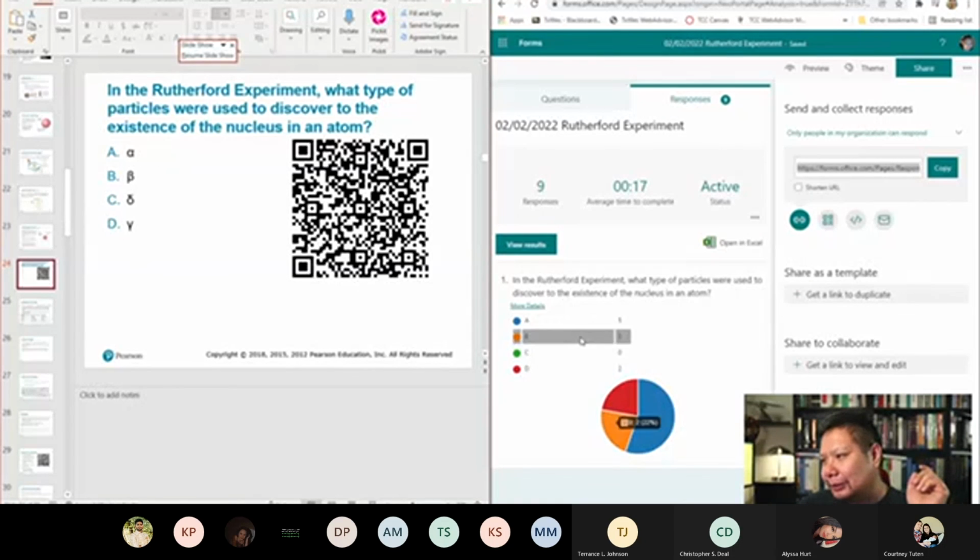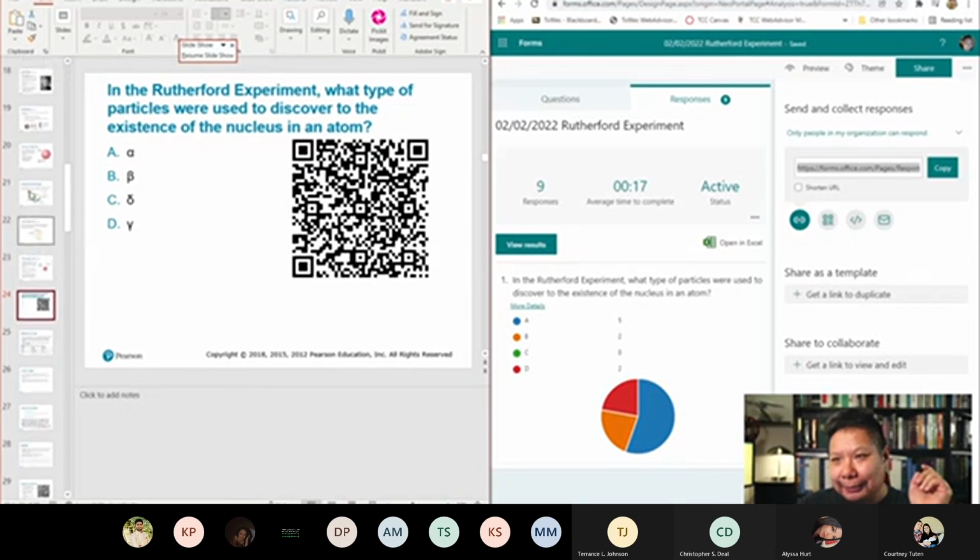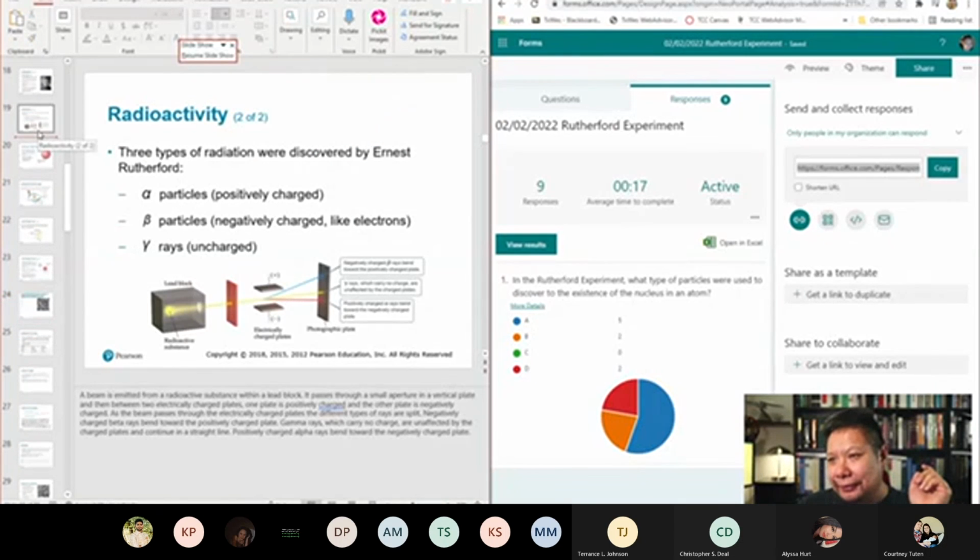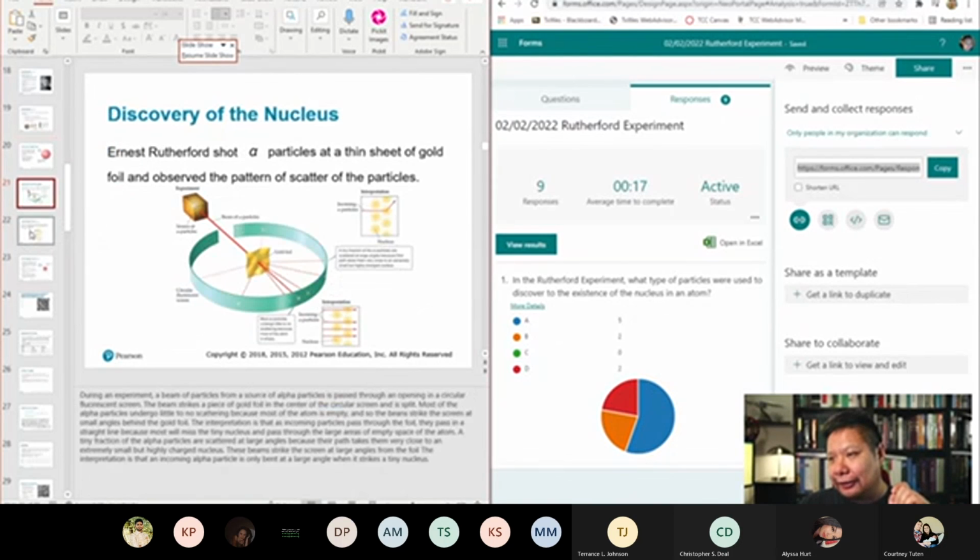Some of you answered gamma rays. He did not use gamma rays, but he discovered gamma rays when he discovered the 3 types of radiation. So there was something that gamma rays had to do with Rutherford, and good on you for remembering that. But the actual answer is that he used alpha particles. All right, he used alpha particles.